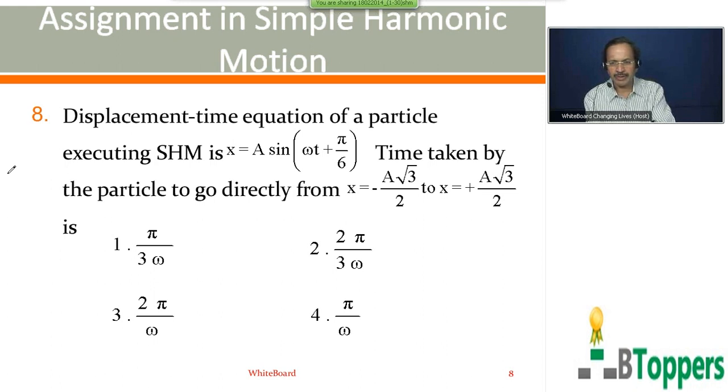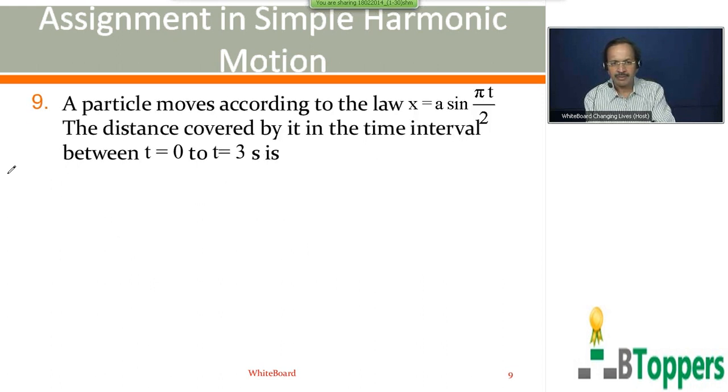So I am next going to show the next question. See the question number 9. The particle moves according to the law x equal to a sine (pi t by 2). The distance covered by it in the interval between t equal to 0 and t equal to 3 seconds is. So I have shown 4 options on the screen. Take a pause and try these questions.